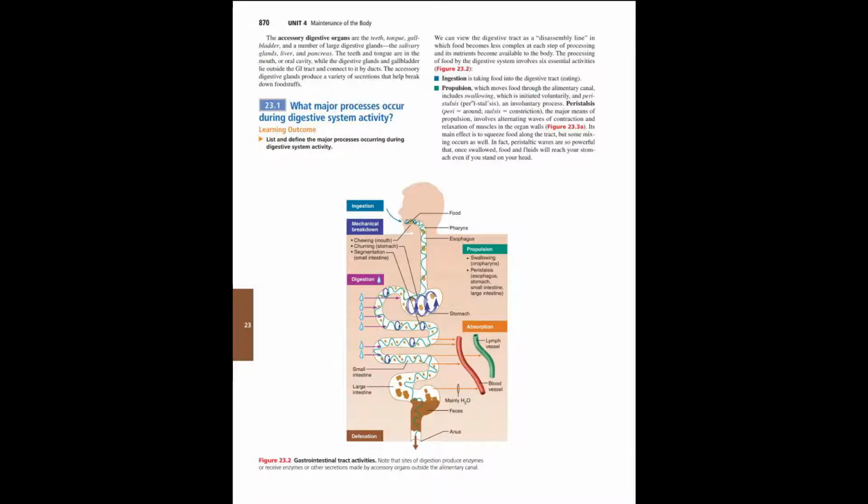What major processes occur during digestive system activity? List and define the major processes occurring during the digestive system activity. We can view the digestive tract as a disassembly line in which food becomes less complex at each step of processing and its nutrients become available to the body. The processing of food by the digestive system involves 6 essential activities.